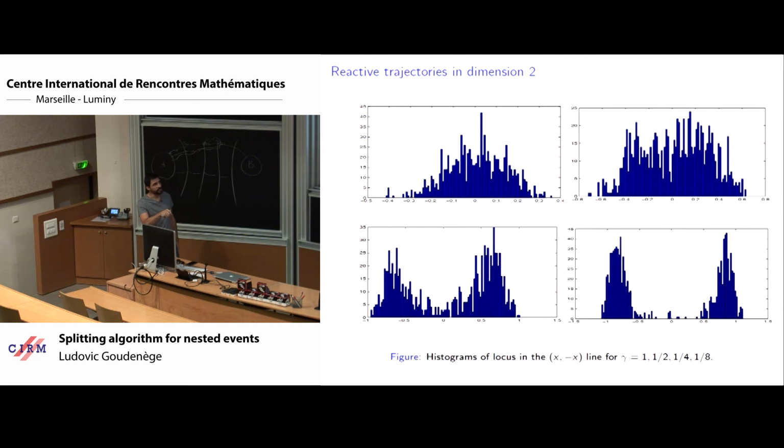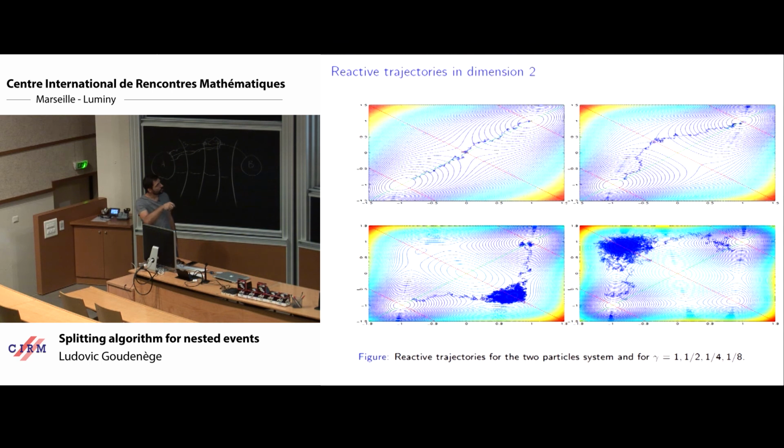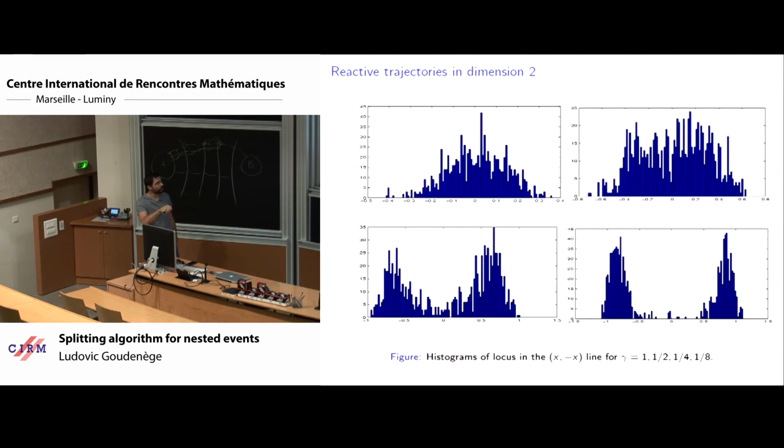Here, you can see that a lot of particles take the road on the left and many particles take the road on the right. And if gamma is smaller, all the particles will go in this local minimum or in this one. And you can see there is a critical bimodal density. All the particles go to the left or to the right.